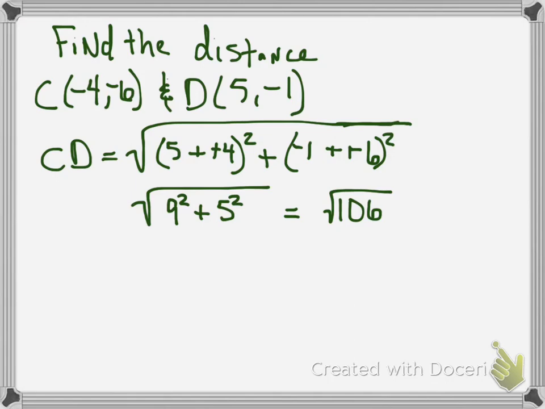Now, if you take the square root of that, it doesn't come out even, so this would be an irrational number. You can leave the answer just like that, or you can give it to me as a decimal, approximately 10.3. And we'll discuss what that squiggly equals sign means later.